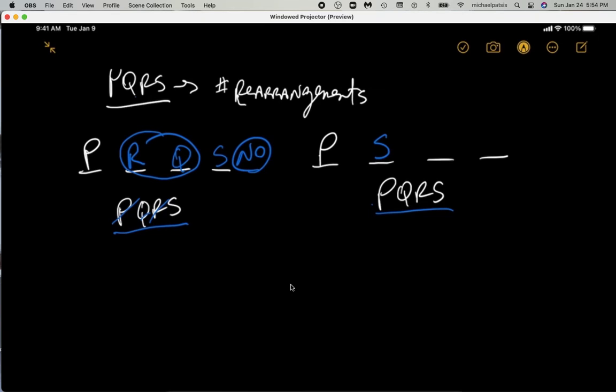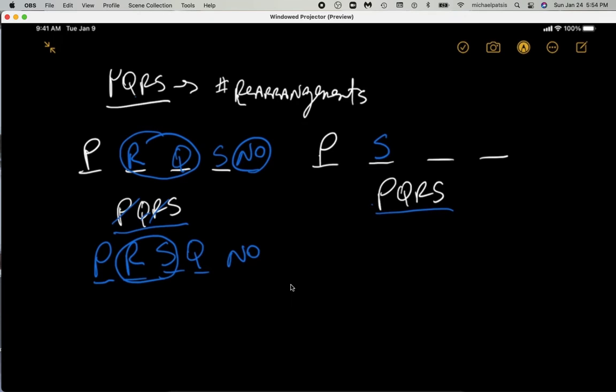Okay. The next one, we have P first, R second. This time we have S and Q. And again, this is a no because you have R and S together. So we can't have P and R, it doesn't work.